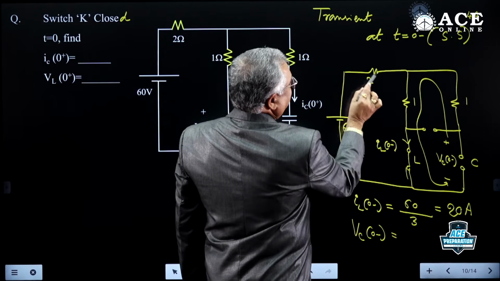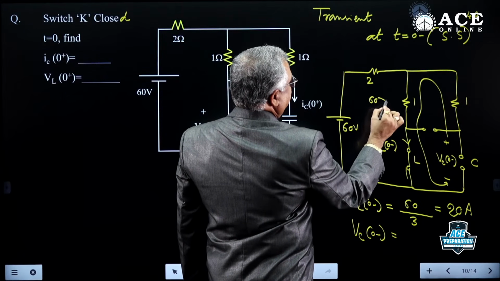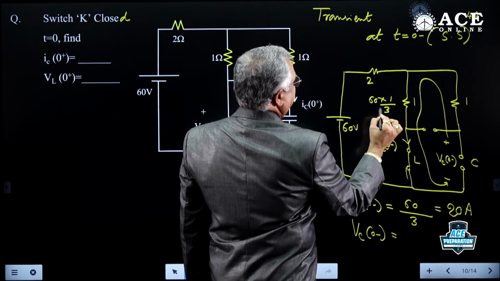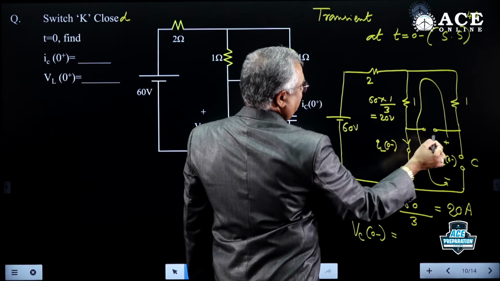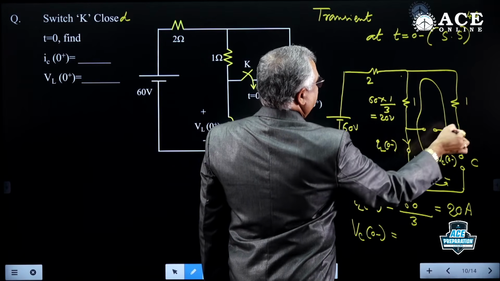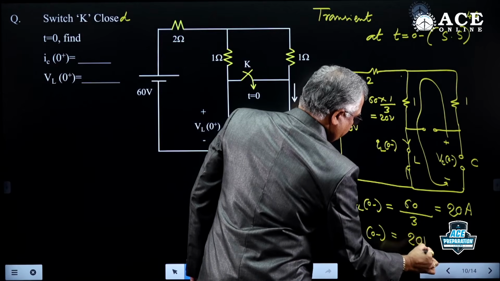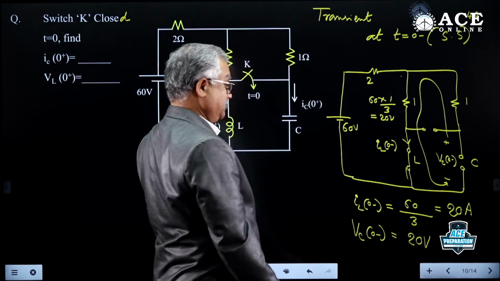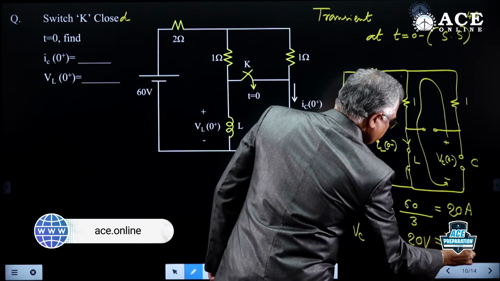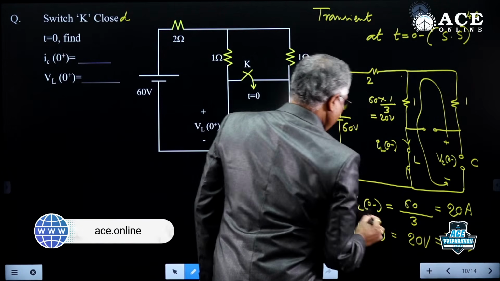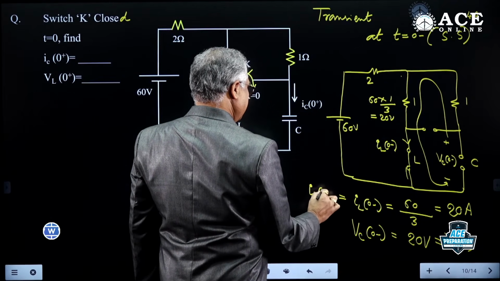But the 60 is dividing between 2 and 1. So what is the voltage here? 60 into 1 by 3, so it will be 20 volts. Going from positive to negative, again you will get 20 volts. So VC(0-) is 20 volts. VC(0-) is always equal to VC(0+), and IL(0-) is always equal to IL(0+).